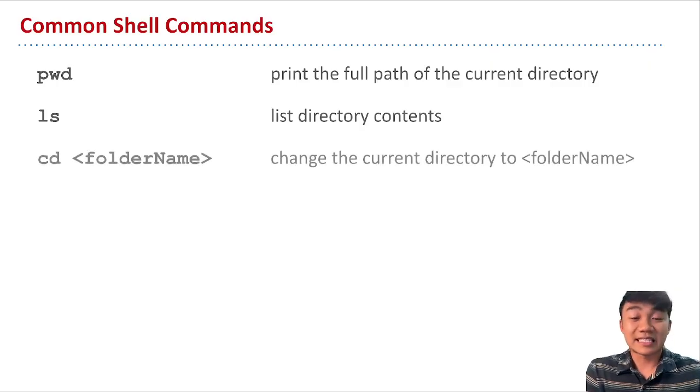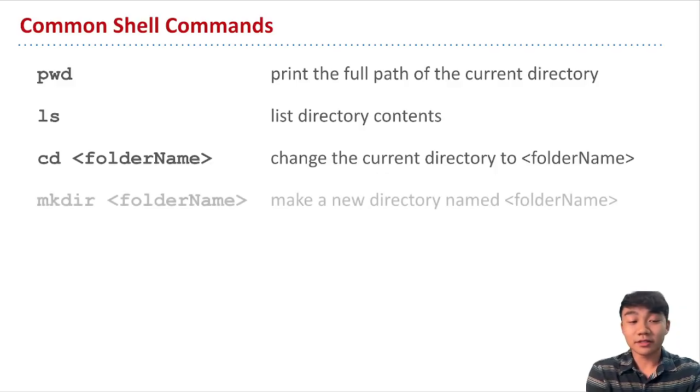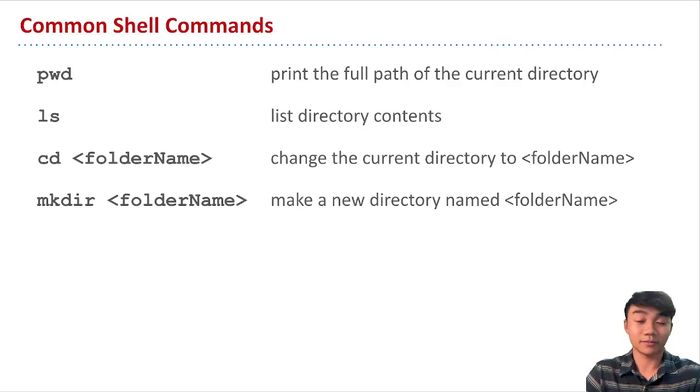The next command is cd, which stands for change directory, and it accepts a parameter called folder name. If you see these pointy brackets that I've included here, know that it means you replace that with the actual name of the folder. So cd and then the actual folder name will change the directory that you're in to be inside that folder. mkdir is making a new directory, so you can create a new folder and then just pass in the name of the folder that you want to create.